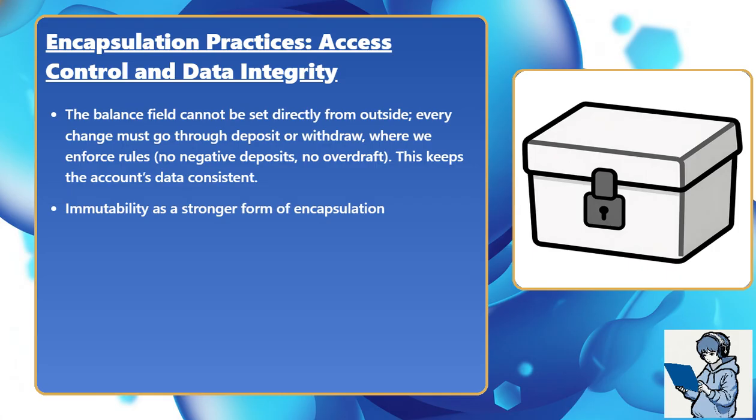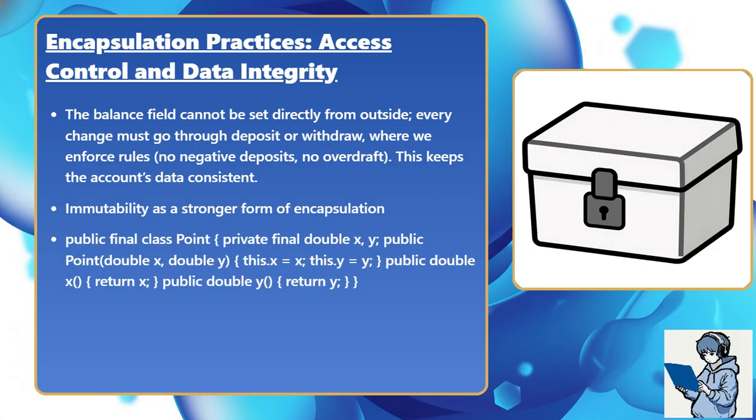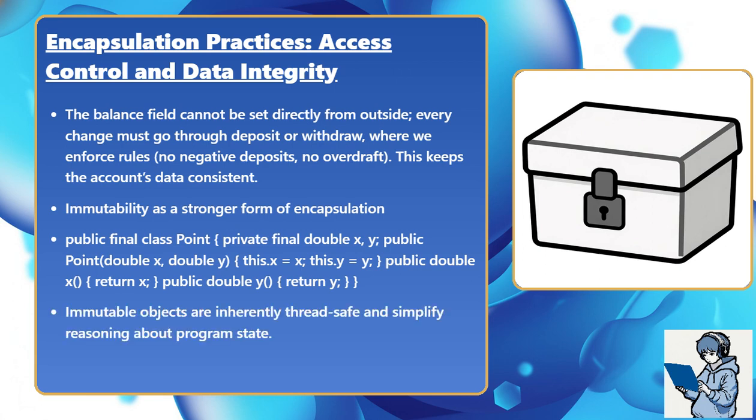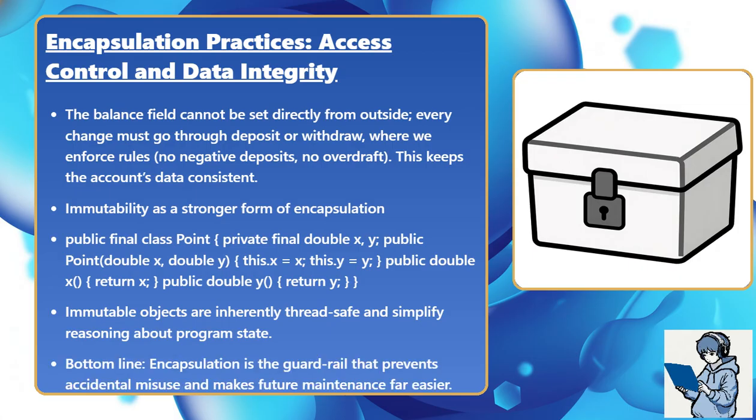Immutability as a stronger form of encapsulation. public final class Point { private final double x, y; public Point(double x, double y) { this.x = x; this.y = y; } public double x() returns x; public double y() returns y. Immutable objects are inherently thread safe and simplify reasoning about program state. Bottom line, encapsulation is the guardrail that prevents accidental misuse and makes future maintenance far easier.